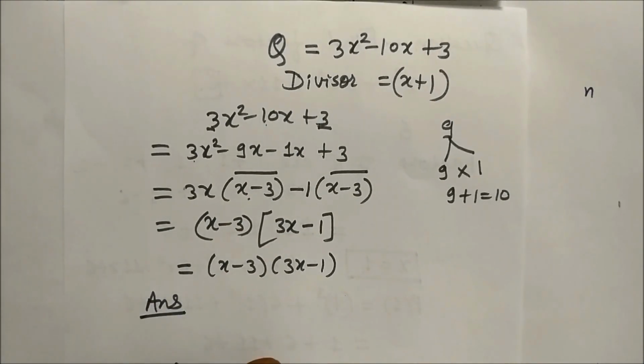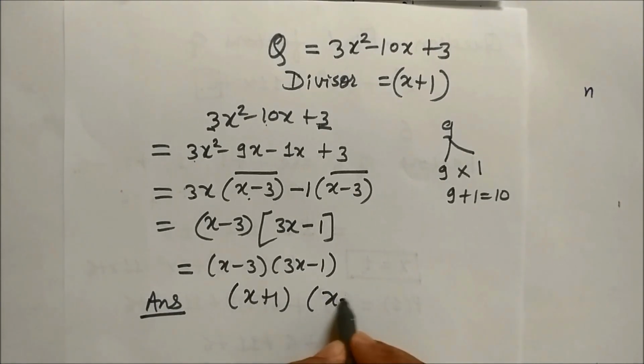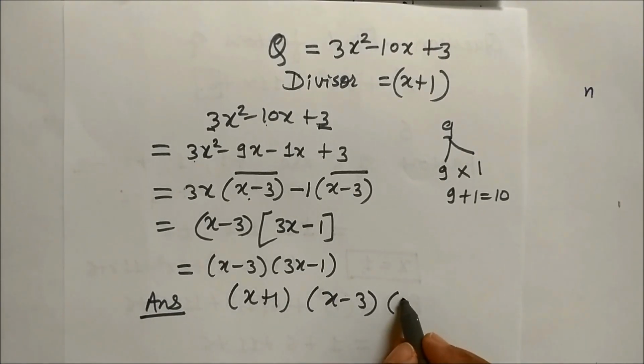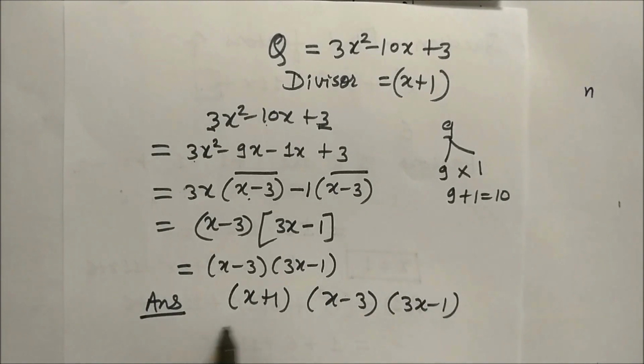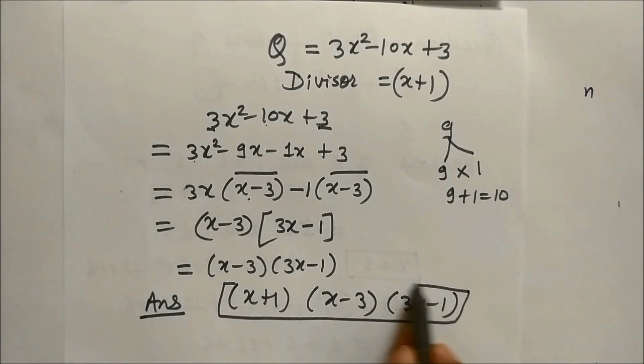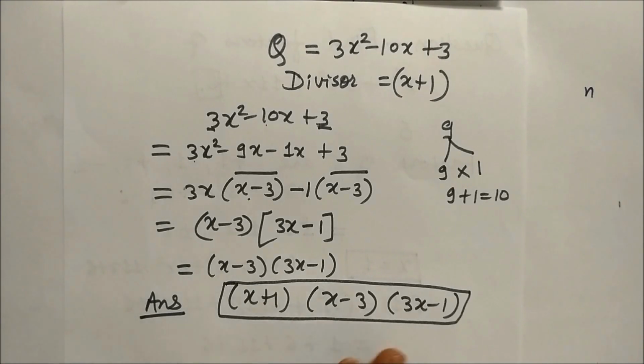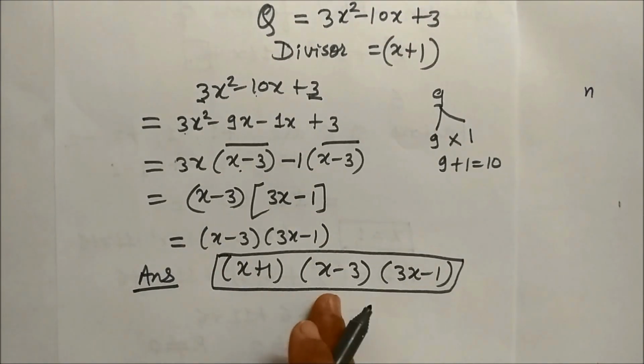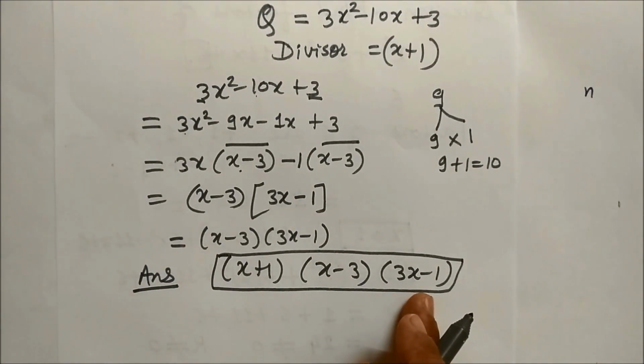So the given polynomial we can write in the form of three factors. First factor x plus 1, second factor x minus 3, and the third factor 3x minus 1. And when we multiply all these three, we will get the polynomial. So these are the three factors of the given polynomial.